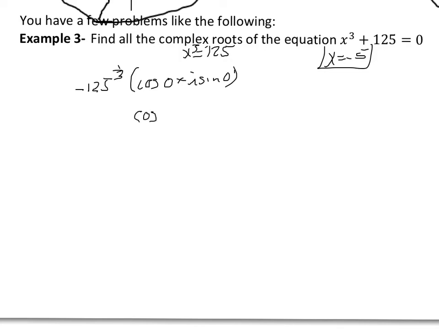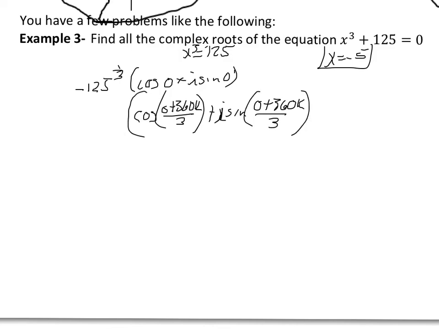which is, what's the cosine of 0, by the way? Yeah. So we get cosine of 0 plus, let's go degrees, 360k over, in this case, n is 3, plus I sine of 0 plus 360k over 3. Obviously, you can simplify that and just make it 120k.